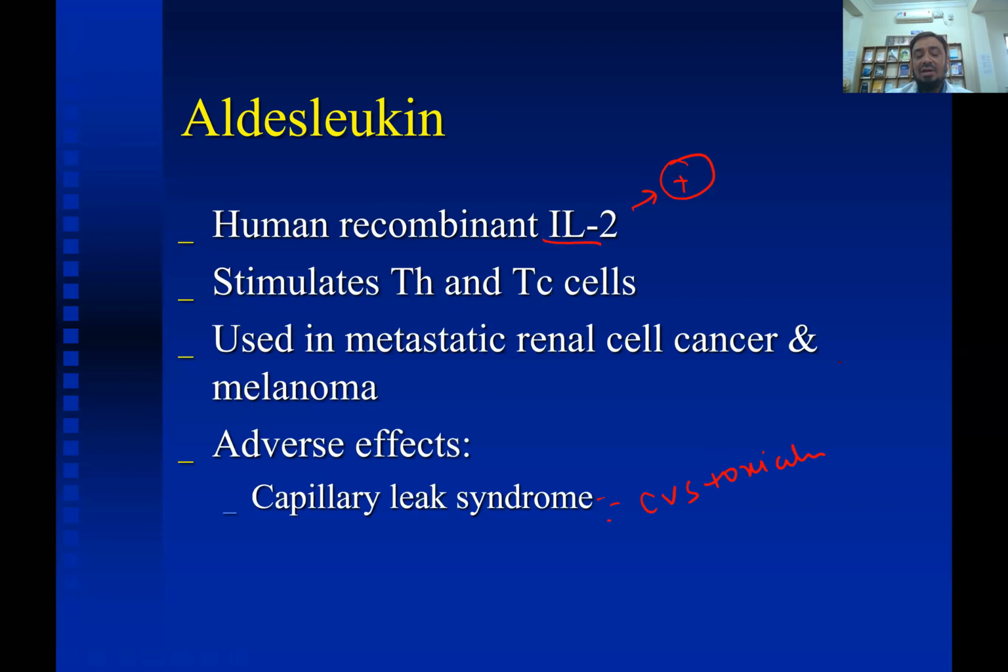Why is there cardiovascular toxicity? Because of capillary leak syndrome, where there is leak of water and proteins from the capillaries, and that can lead to hypotension and cardiovascular toxicity. There is another drug, recombinant interleukin 11, which is used for thrombocytopenia in cases of cancer therapy. If the platelets have decreased, then you can use recombinant interleukin 11, which increases the platelet levels.